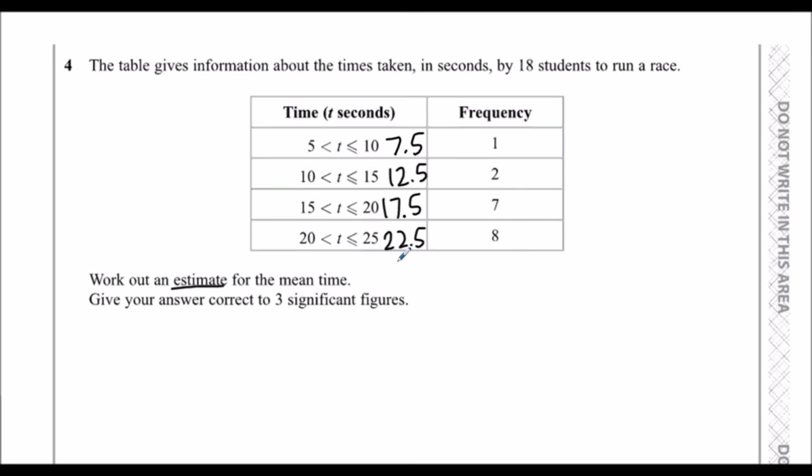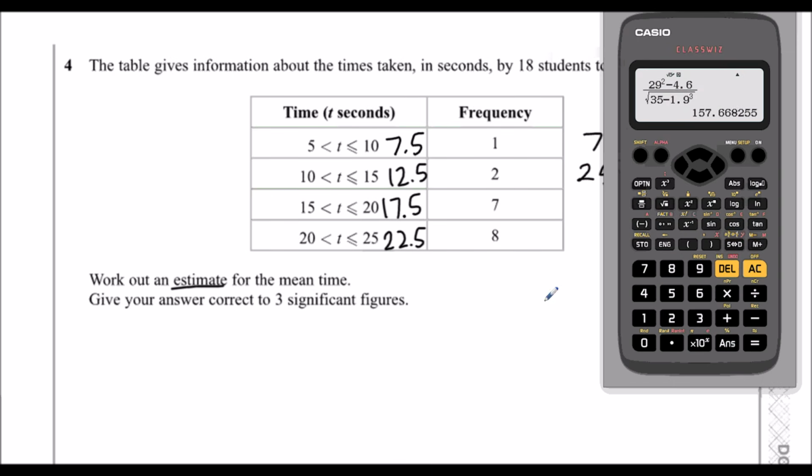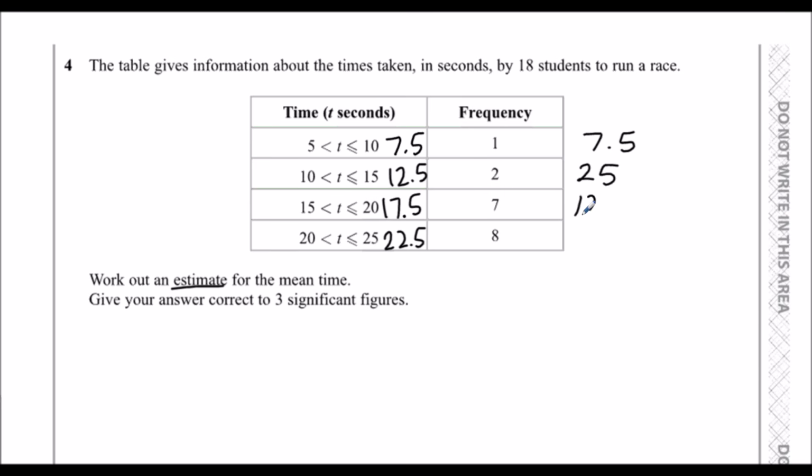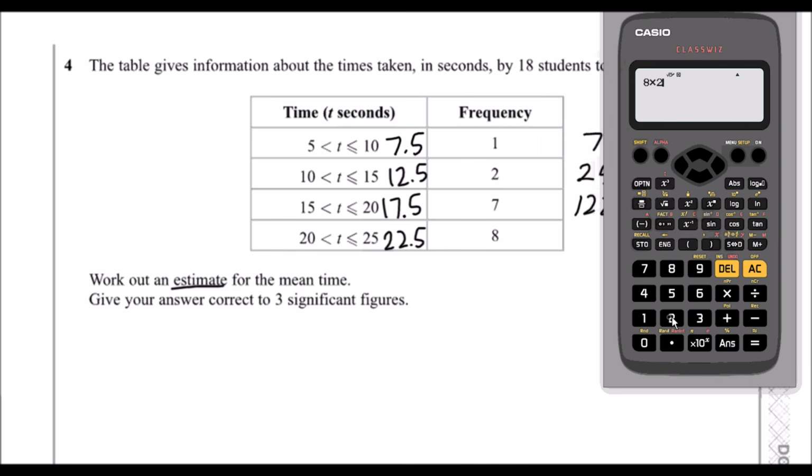So now, to find the mean, we add up all the numbers and divide by how many. To add up all the numbers, we're going to multiply across. 1 times 7.5 is 7.5. 2 12.5s make 25. 7 17.5s is 122.5. And 8 22.5s makes 180.